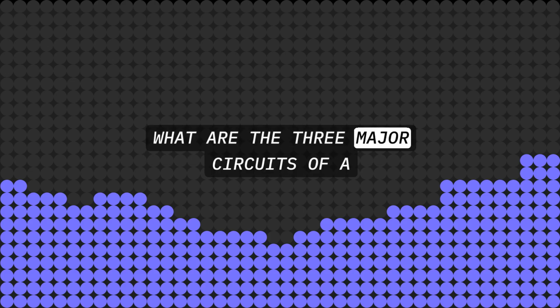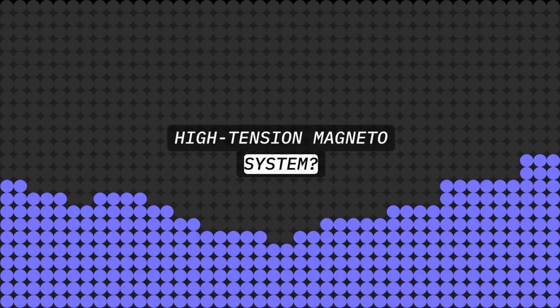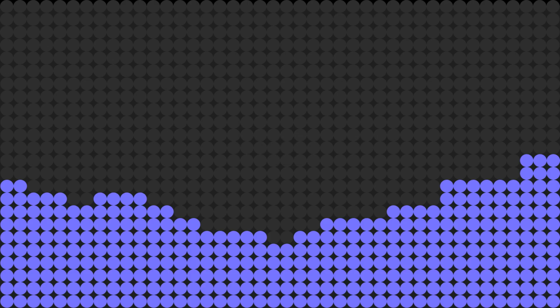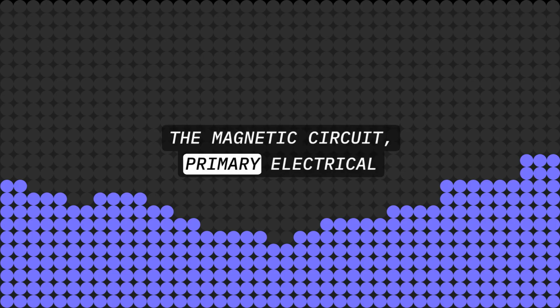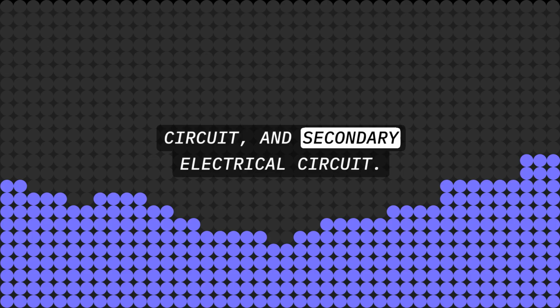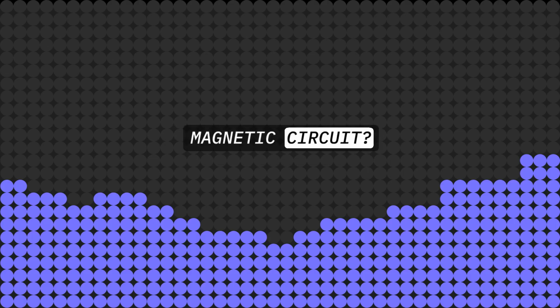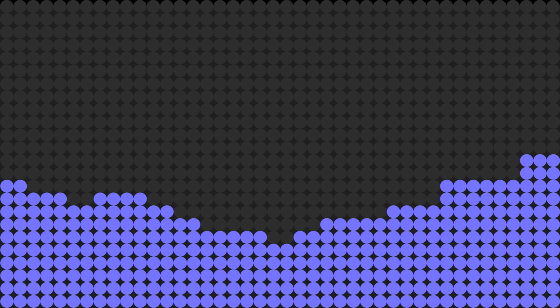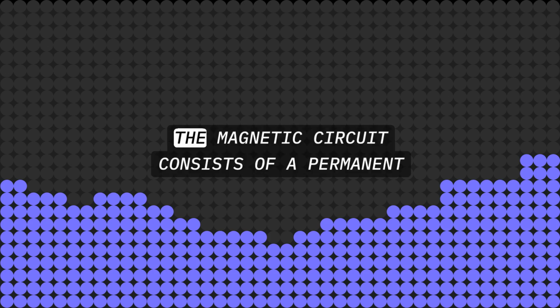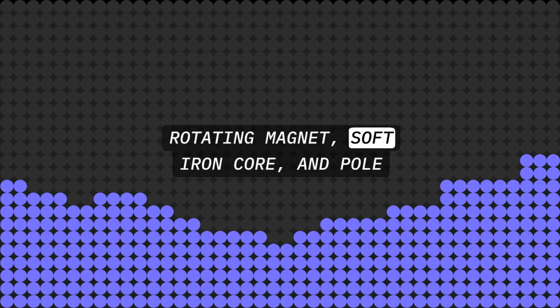What are the three major circuits of a high-tension magneto system? The magnetic circuit, primary electrical circuit, and secondary electrical circuit. What are the components of a high-tension magnetic circuit? The magnetic circuit consists of a permanent rotating magnet, soft iron core, and pole shoes.